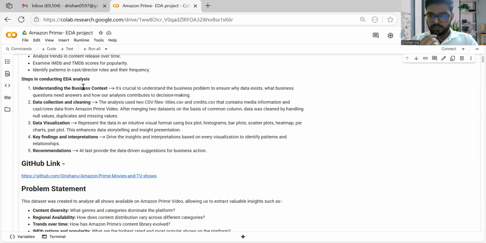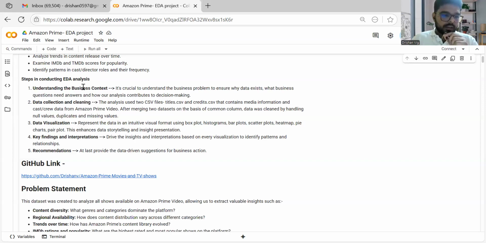Before diving into the data cleaning and data visualization process, it's better to understand the business context or business problem, so that we can come up with questions like why the data exists, what business questions need answers, and how our analysis contributes to decision making, which is very important for the stakeholders.